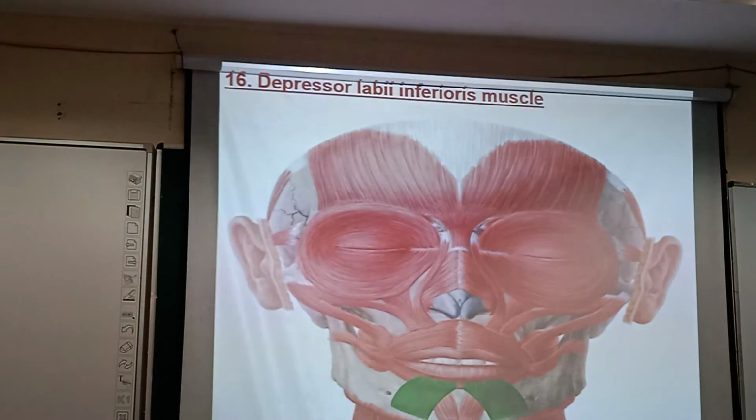Coming to depressor labii inferioris. It also takes its origin from the anterior oblique line. This one is the mandible, and on the anterior surface of the mandible, this is the anterior oblique line. So from the anterior part of the anterior oblique line of the mandible, it takes its origin and gets inserted into the skin of the lower lip. Depressor labii inferioris, as its name itself says, depresses the lower lip.